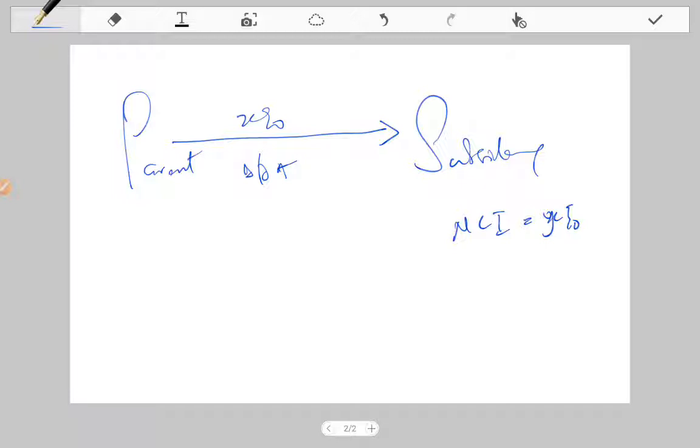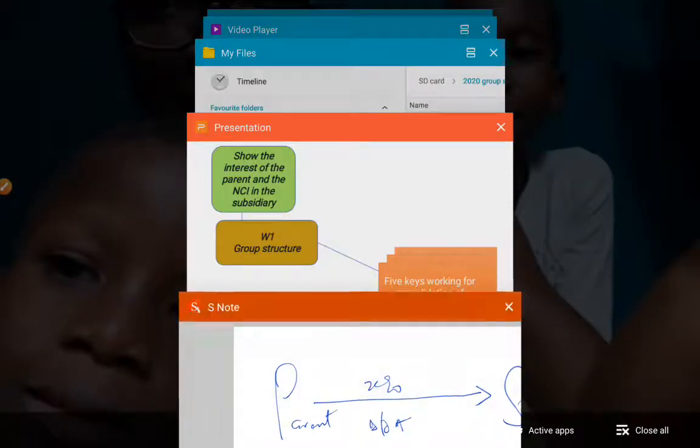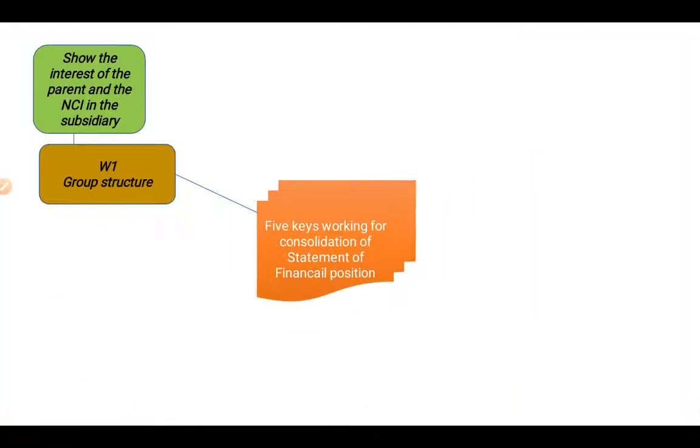So just to remind you of what we've done in the other class, let's go back to our slide. In this slide, we have said that it shows the interest of the parent and NCI. Next, what we also see is that the group structure shows the date when the subsidiary is acquired, which is very fundamental as we move on in the class.